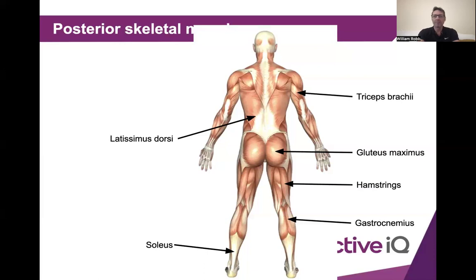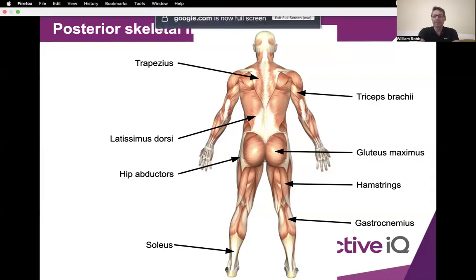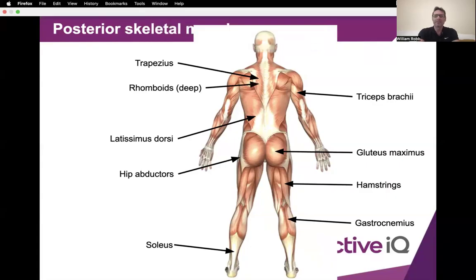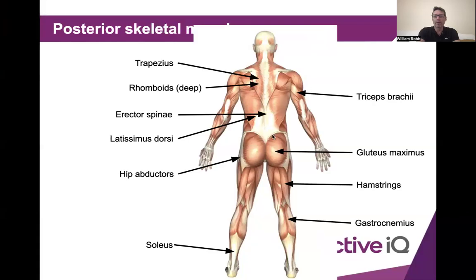Triceps brachii in the back of the upper arm. You've got your hip abductors. Trapezius, remember on the anterior we saw upper trapezius, which are going to be in this area, and now trapezius, we're looking at this V shape in the center of the back. The rhomboids, which lie behind the trapezius. Erector spinae, which runs up both sides of the spine to keep your spine erect.